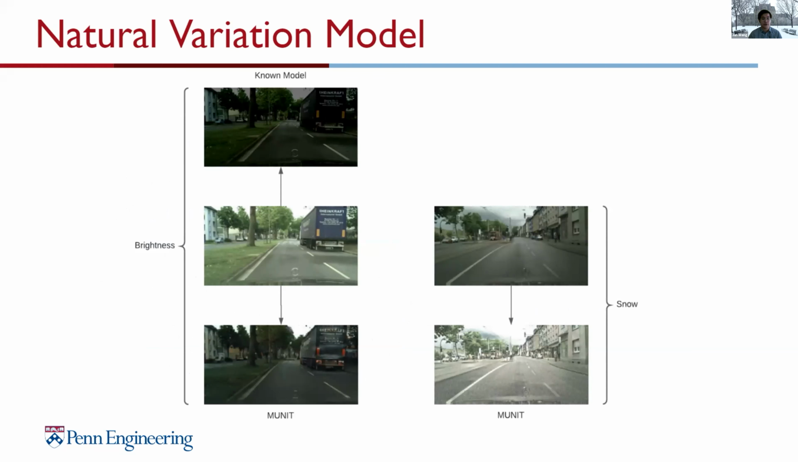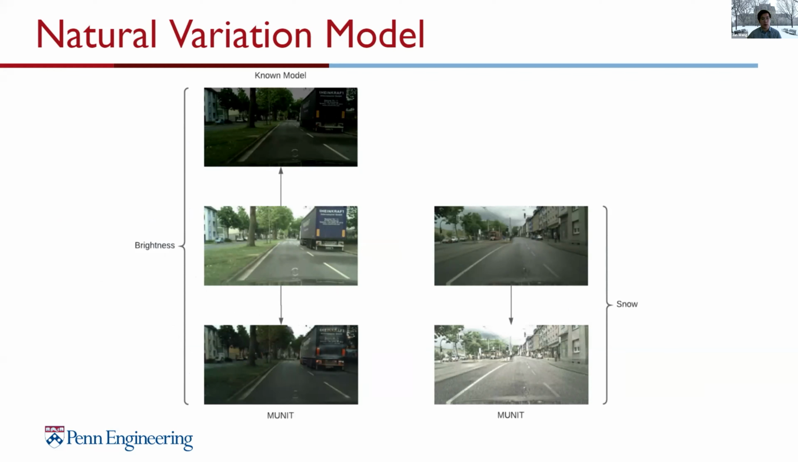The middle part we can see is a source domain image with a relatively bright condition. And we can use either a known model, which is provided by a computer vision library, or a model learned from data. Here, we use the MUNIT model to transform the image from the source domain to a simulated target domain. And the right-hand side is the image with the snow condition.